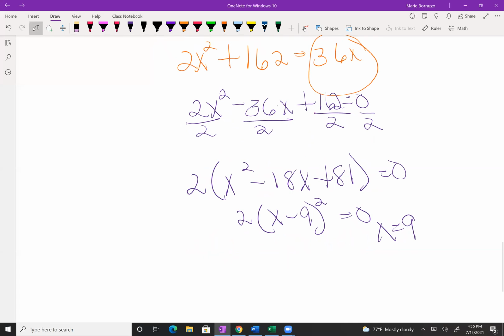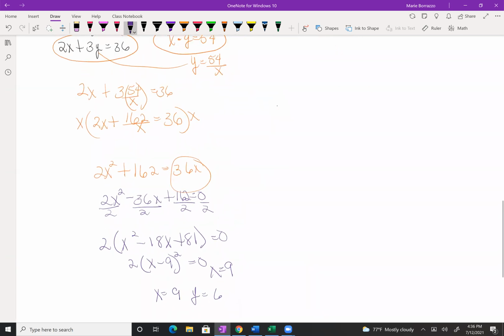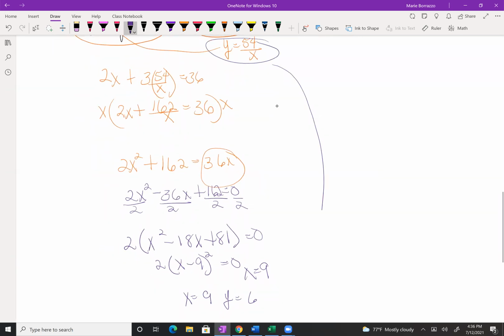So if X equals 9, that means that our Y value is equal to 54 over 9, which is basically 6. And the reason why I said 54 over 9, remember, we did this over here. So that's where that comes from. So our Y is equal to 54 divided by 9, which is 6. That means that dimension-wise, to enclose this, we need 9 yards by 6 yards.